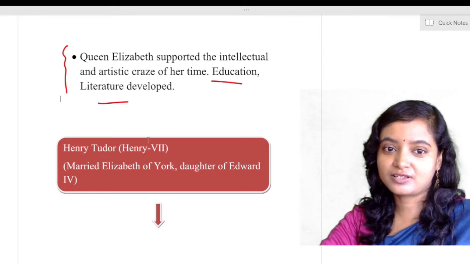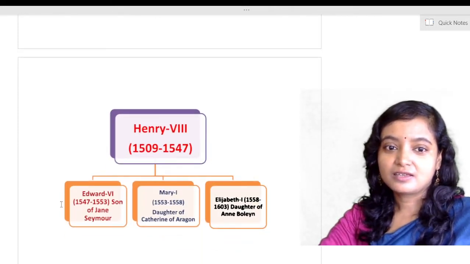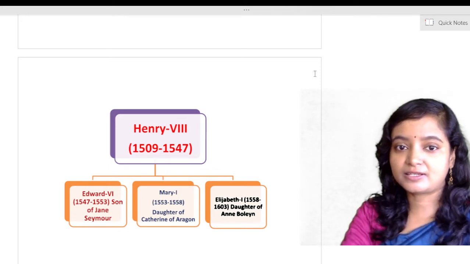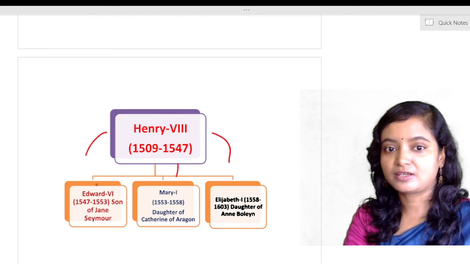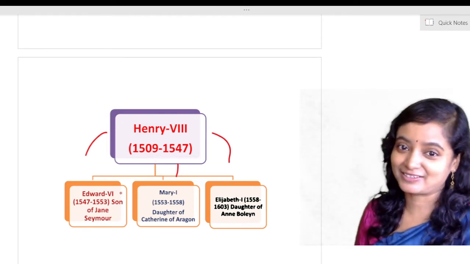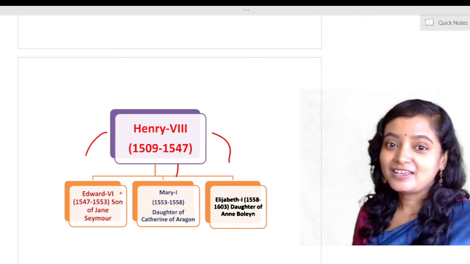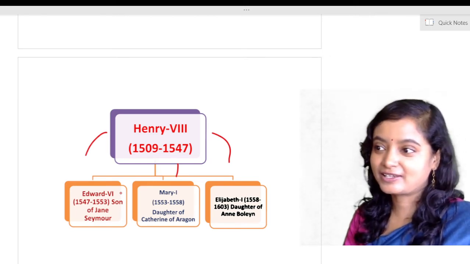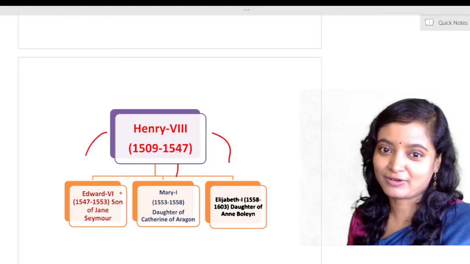Henry the Tudor, Henry-VII, and here you find Henry-VIII, Edward VI. From Henry-VIII, actually, three descendants ruled the Tudor Dynasty. Henry-VIII married one after another for a son. But where is the karma? Where is the justice? He killed Anne Boleyn. He killed another of his wives again to marry another.